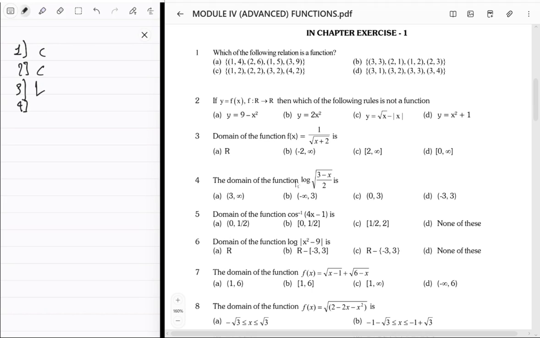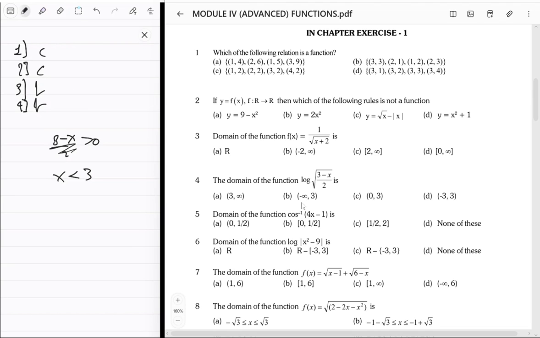Okay, the domain of the function natural log of (3 minus x) upon 2. Is this log or doesn't really matter, does it? The only thing is this thing, 3 minus x upon 2, must be a positive value or equal to 0. But it cannot be equal to 0 because you got a natural log on top of that. So what does that mean? 3 minus x upon 2 must be strictly bigger than 0, which means that x must be strictly less than 3. So negative infinity to 3, it's going to be.